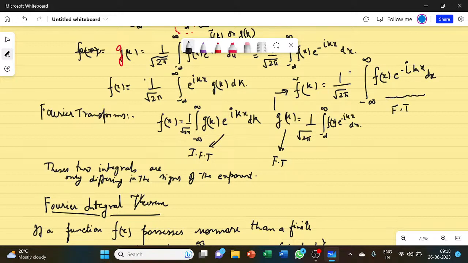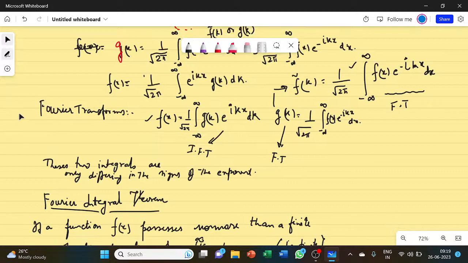In fact, this is a Fourier transform, and even this is a Fourier transform. So in order to distinguish, we say that this is the Fourier transform and this is the inverse Fourier transform. However, one has to understand that both are Fourier transforms of each other, and the only difference is in the sign of the exponent.